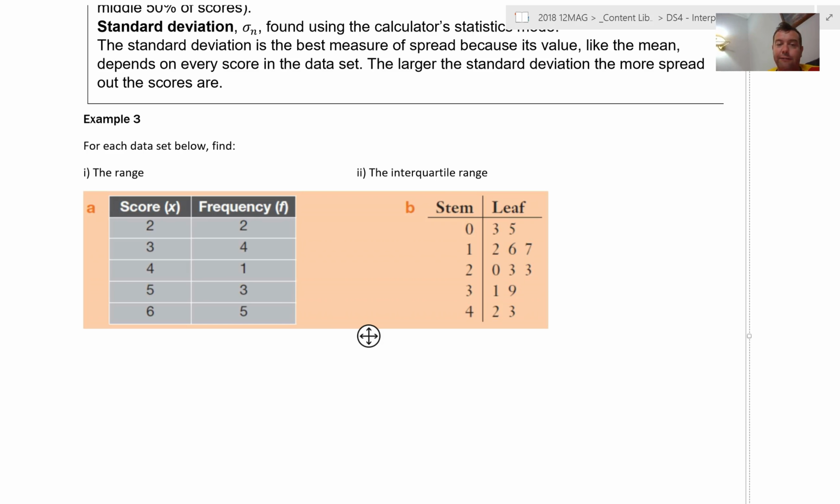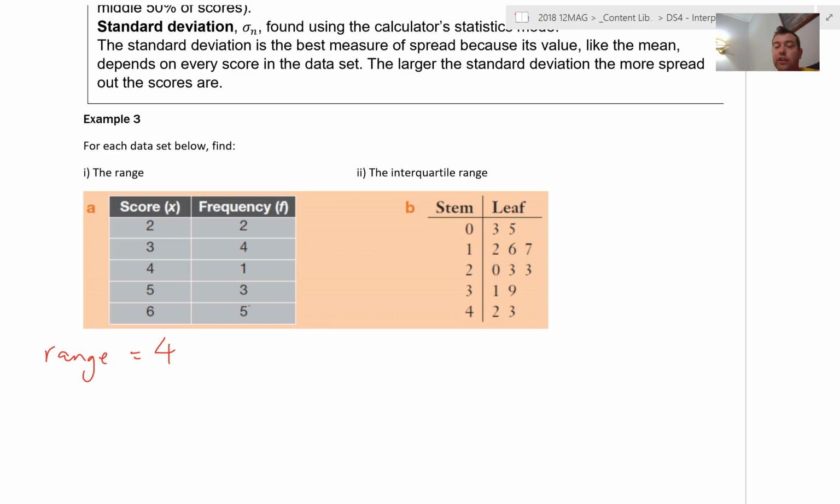Now, how far apart is the biggest and the smallest score here? The greatest is 6, the smallest is 2. My range equals 4, right? It's the difference between the highest and the lowest. Nothing to do with the frequencies, okay?